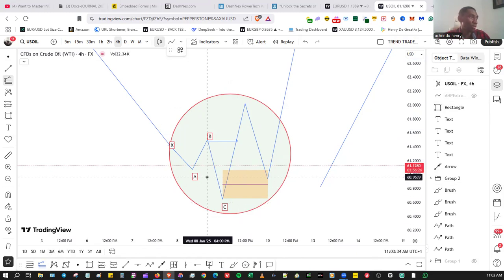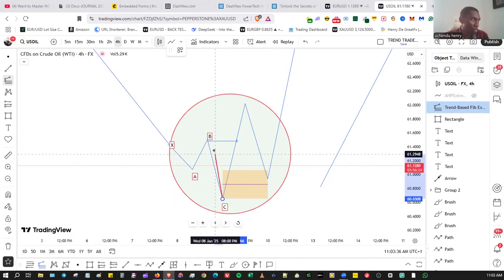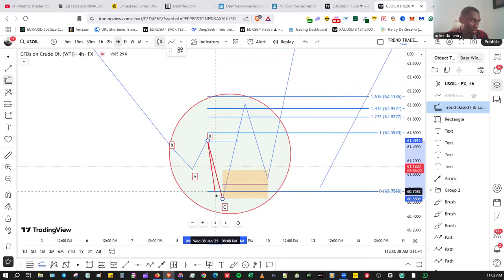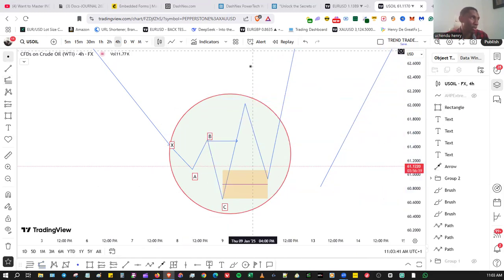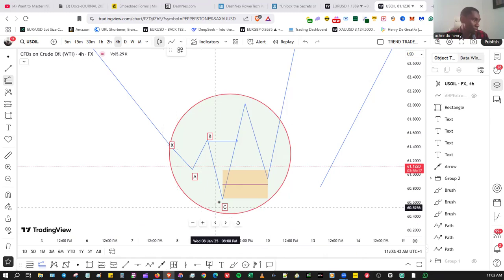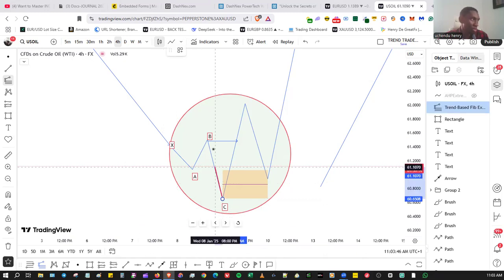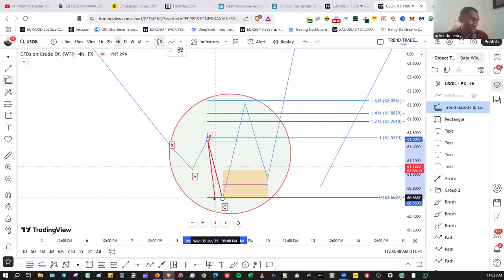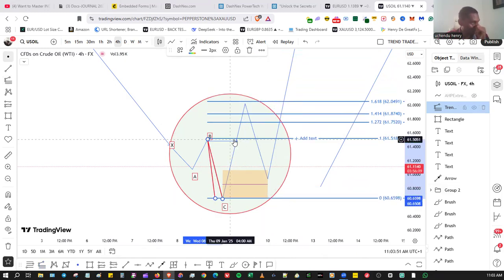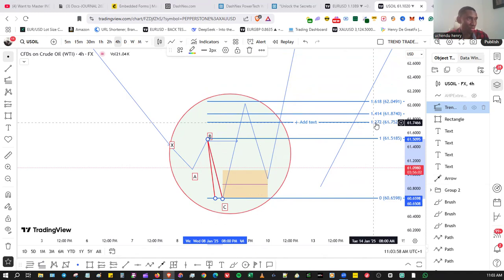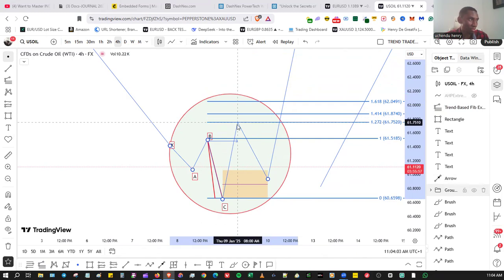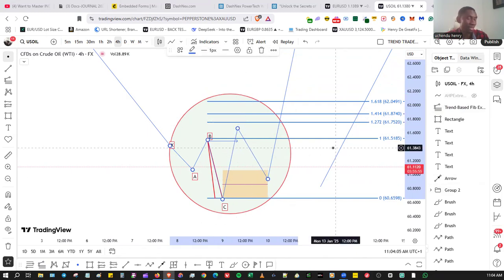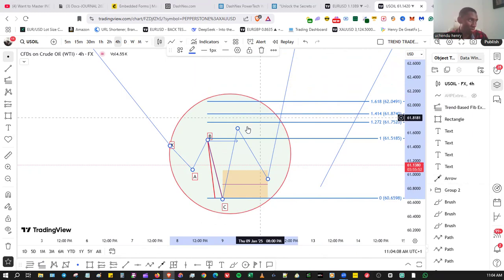Okay. So all we have to do is from the origin to the B point, back to the origin. Let me go again. From the origin, which is from C to the B point, back to the origin. We want to make sure that the extension level is greater than or equal to 1.272. So anything below 1.272, probably price was here and then pushed to the downside, is not valid.